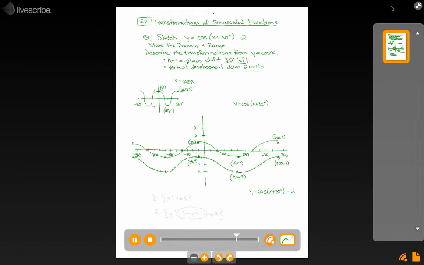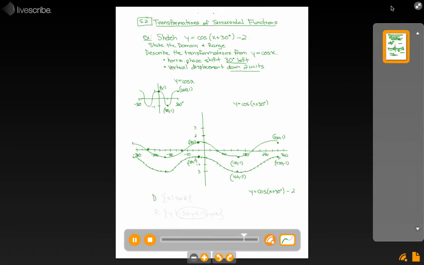If I had the ability to use another color here, I would, but maybe I'll put a hashed line across this one so you can tell the difference. But the lowest graph here is what I'm looking at. I've got points labeled showing I know how big or how wide a graph it is. It's followed these transformations of going 30 degrees to the left and down 2 units.